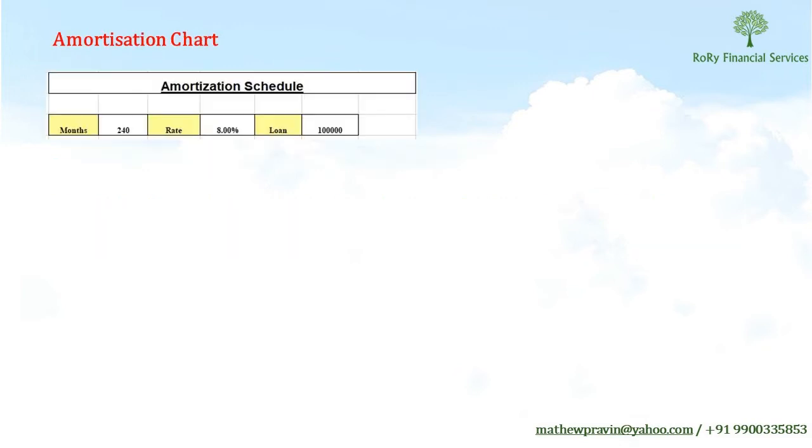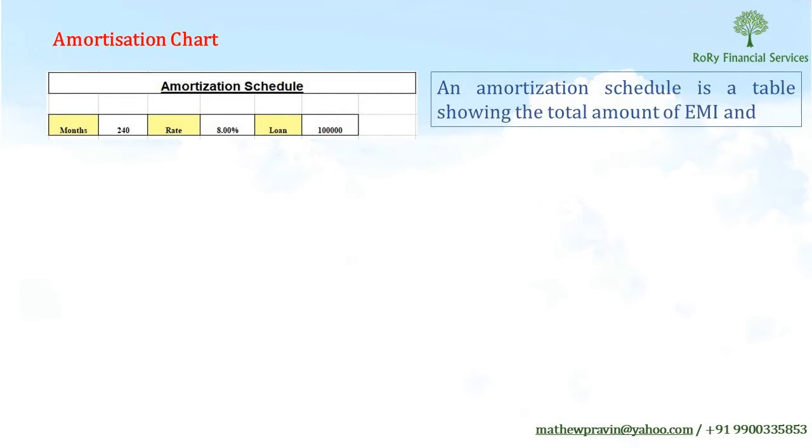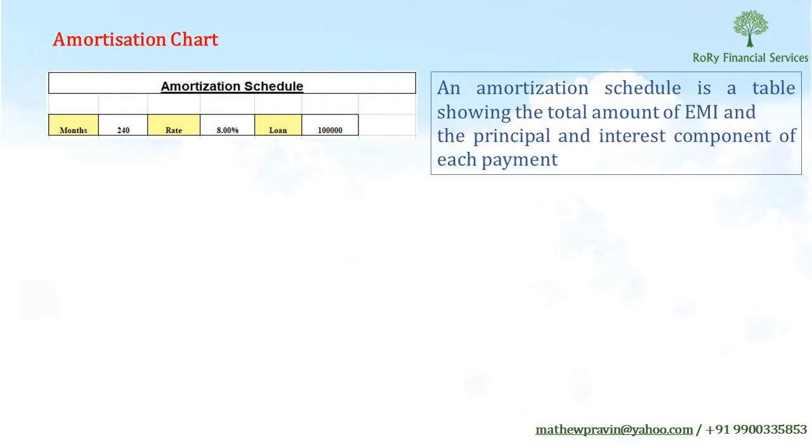Now to understand the effect of repricing on our home loan, we need to understand how much interest we will save. And for this, we need to use an amortization chart. An amortization chart can be easily downloaded from the net and it looks something like this. An amortization schedule is a table which shows the total amount of EMI, the principal and interest component of each payment of EMI until the loan is paid off.